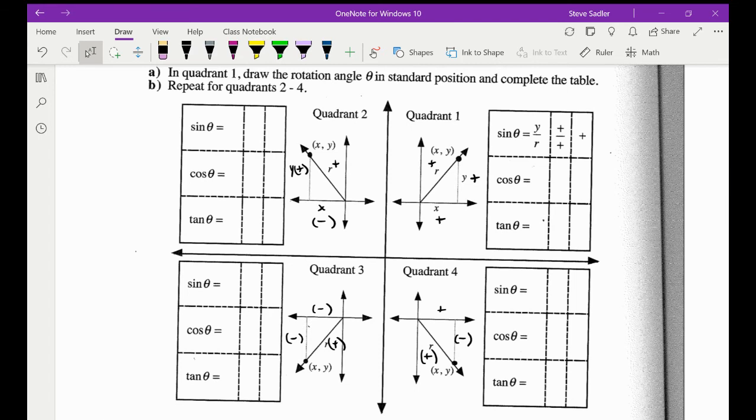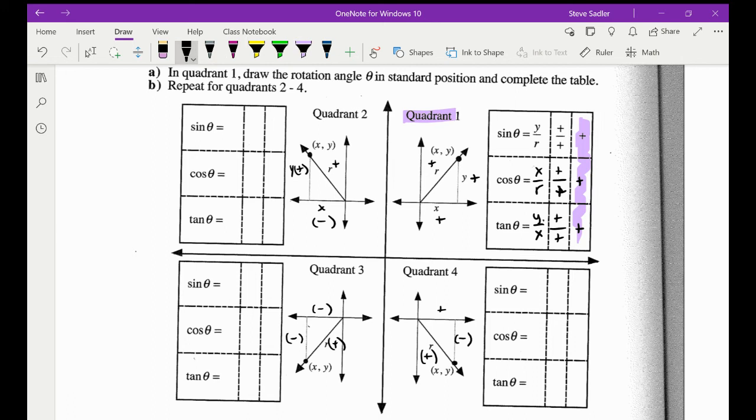So you can see in quadrant 1, sine is y over r, which is positive over positive, and that gives us a positive. Cos is going to be x over r, and that's positive over positive, which gives us a positive answer. And tan is y over x, which is positive over positive, and that gives us a positive answer. So all the ratios are positive in quadrant 1.